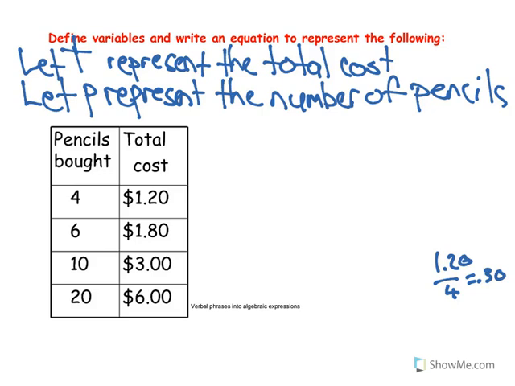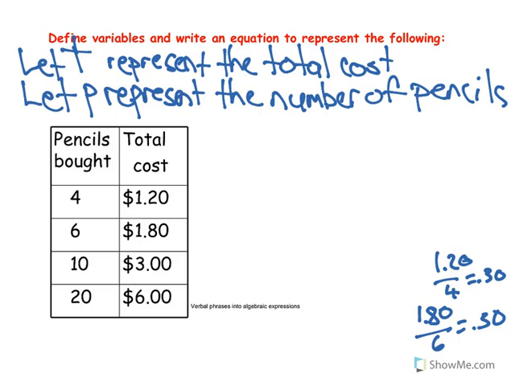What about if I bought 6 pencils? Well, that would be $1.80. And that would work for all of them, right? This is what's called a function rule. Some people call it an input-output rule. We can figure out that using all of these, and it would have to be true for all of them, and that's something we'll revisit in a few months. Each pencil is 30 cents.